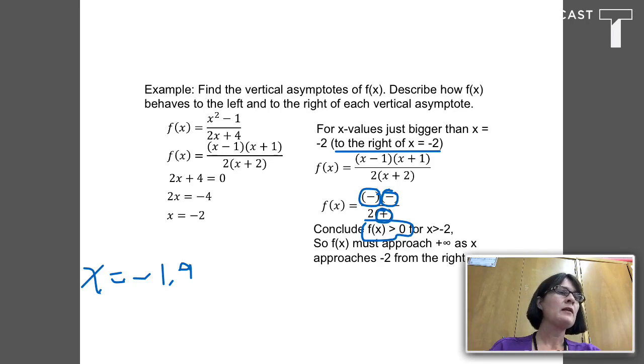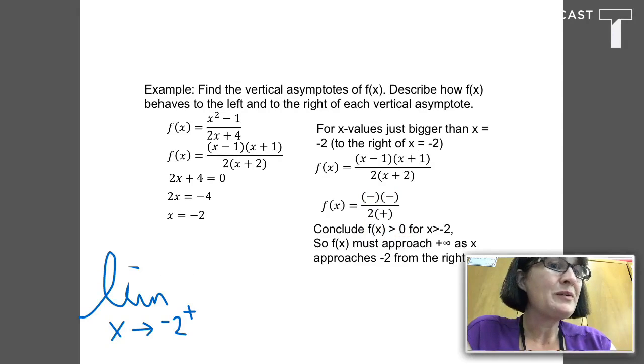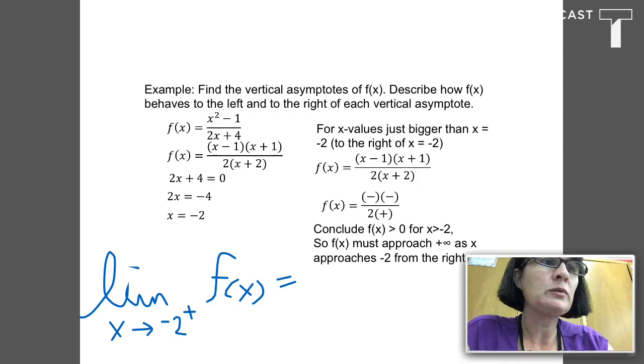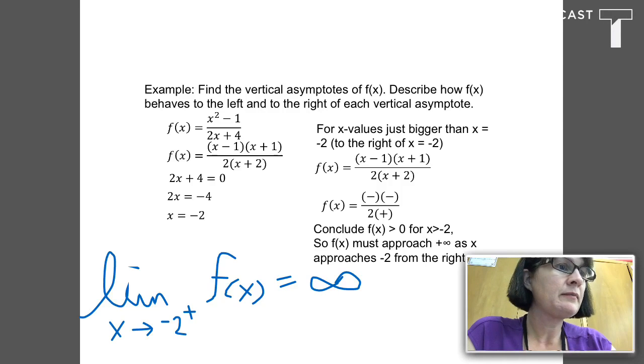So, I know that for x bigger than negative 2, or just to the right of negative 2 at least, y values are going to be positive. That means if I'm going toward one of the infinities, it's got to be toward positive infinity. So I could conclude, in words, f of x must approach positive infinity as x approaches negative 2 from the right. Let's practice writing this in limit notation. So I would say the limit as x approaches negative 2 from the right of f of x is equal to positive infinity.